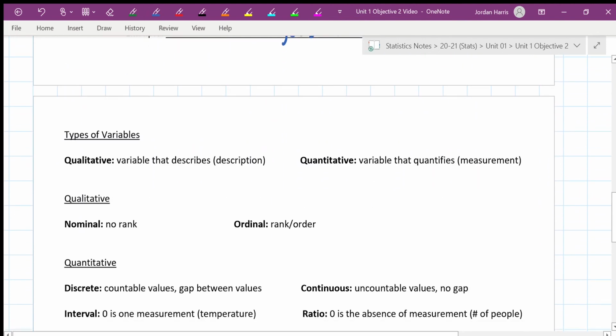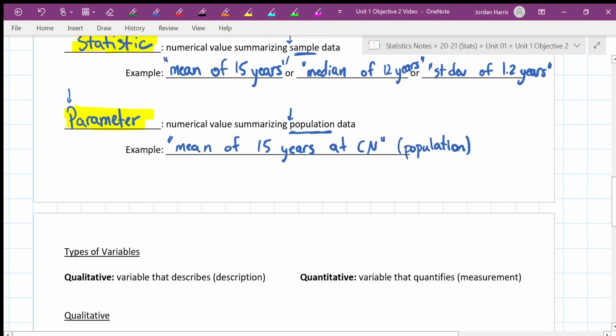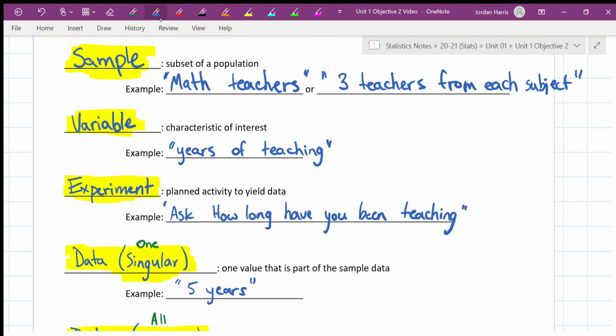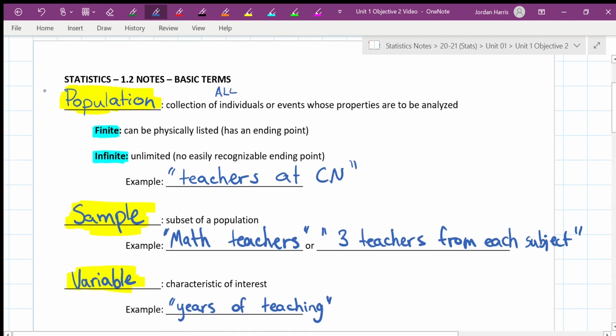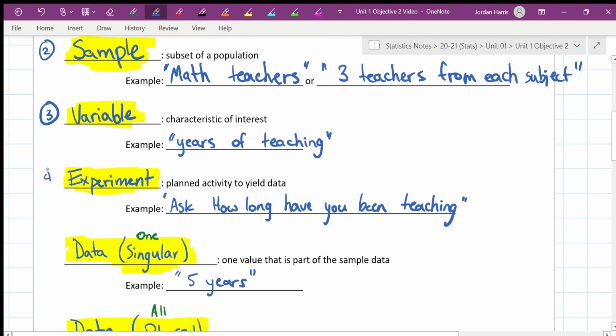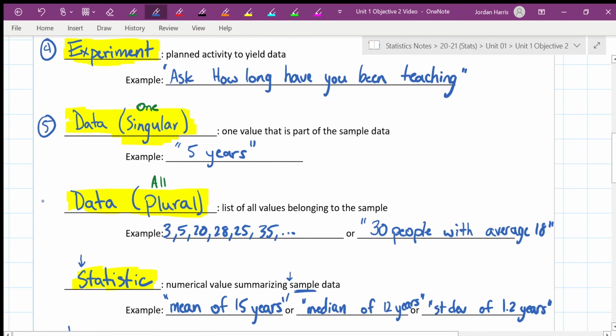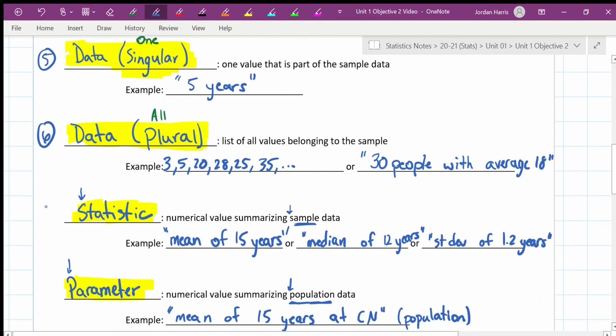Okay, and then we have all of our different types of variables. So notice this is the third term, so I'll number these real quick so we have things to go off of. We have population, which then broke down into finite or infinite. We have samples. We have variables, which we're about to talk about more. That is the characteristic of interest, the thing you're looking at. We have experiments, data singular, data plural, statistic, parameter. Those are our 8 basic terms.